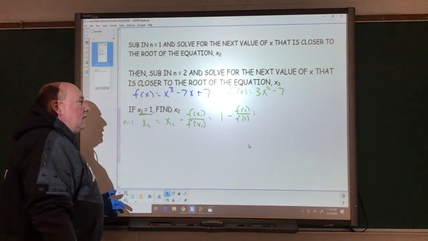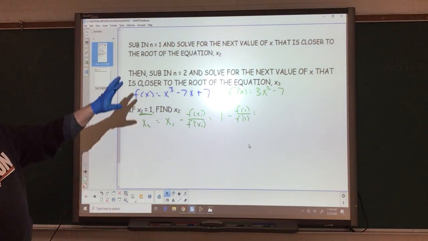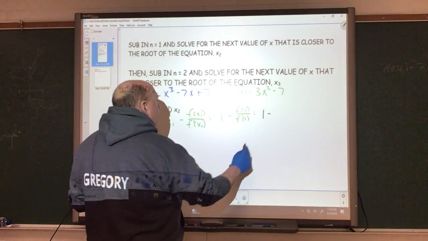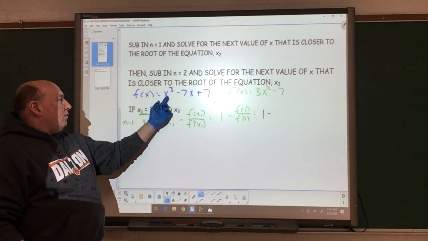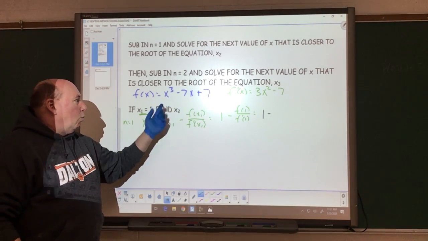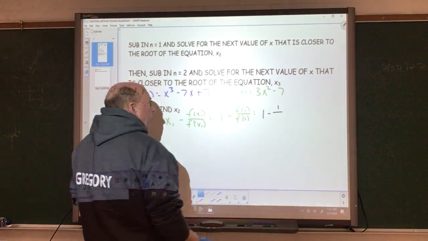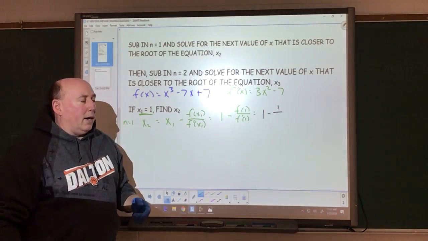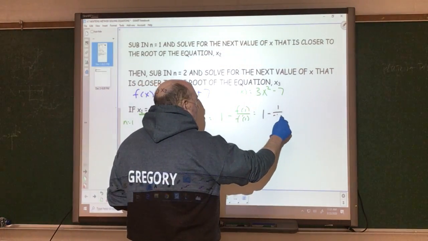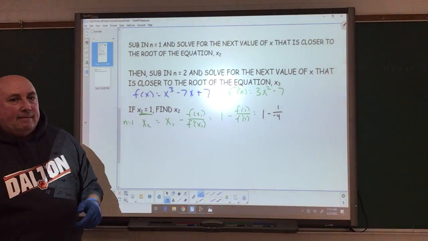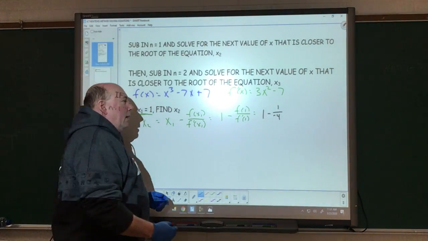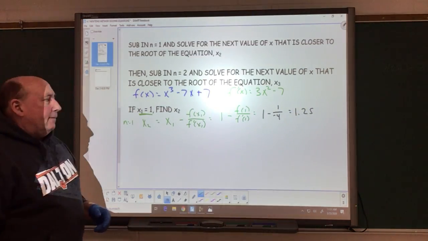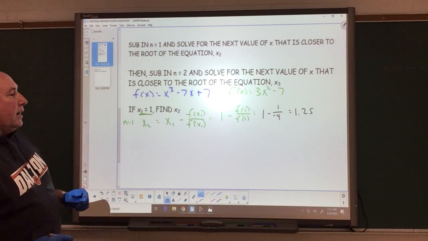But what you're going to see is this is going to be very cumbersome, just like it was up top. We could do the first value here. We have 1 minus our function value at 1, where our function value at 1 would be a value of 1. And our derivative at the value of 1 would be 3 times 1 minus 7, so we have a negative 4. So we have 1 minus 1 over negative 4, so this would be 1.25. This is your x2.